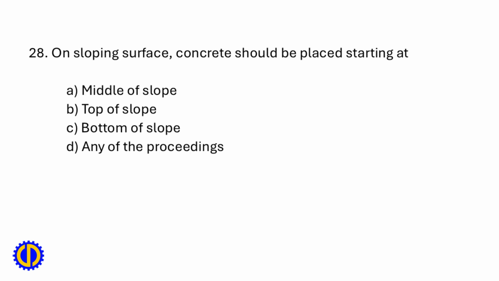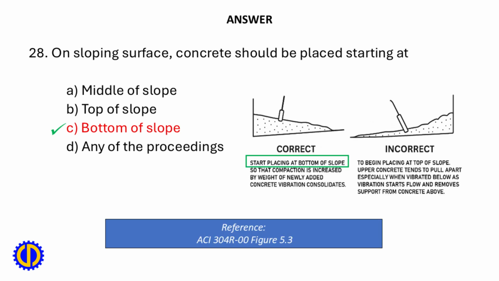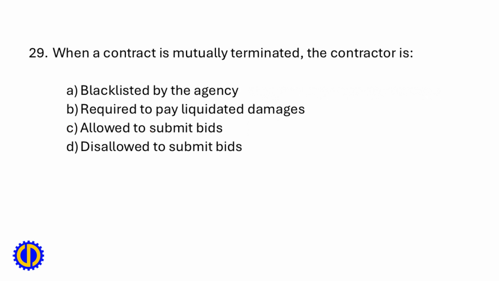28. On sloping surface, concrete should be placed starting at A. Middle of slope, B. Top of slope, C. Bottom of slope, D. Any of the preceding. C. Bottom of slope. Reference: ACI 304R00 Figure 5.3.